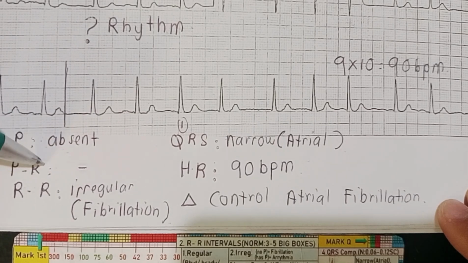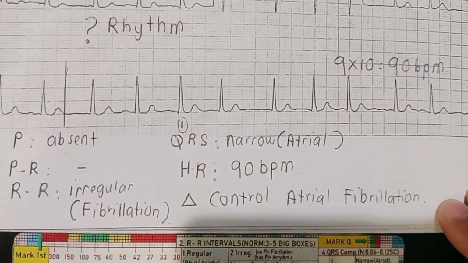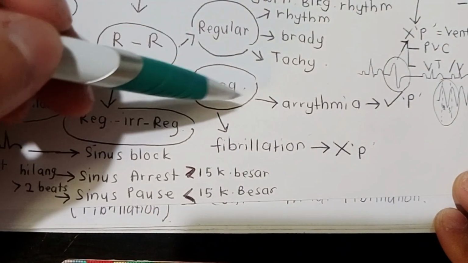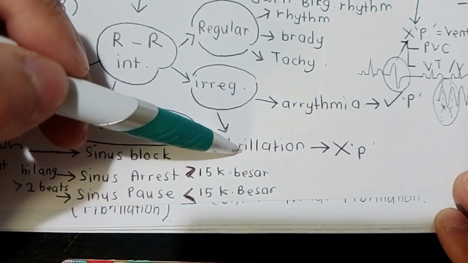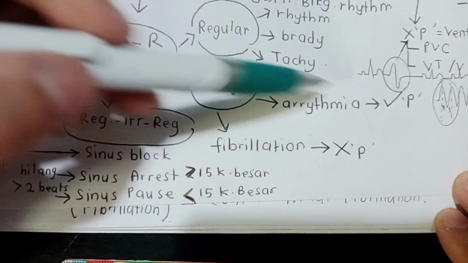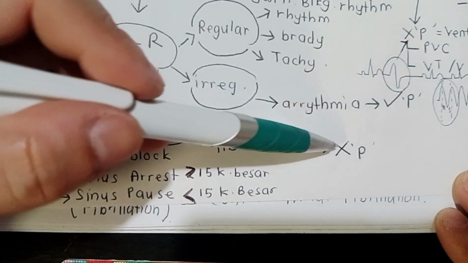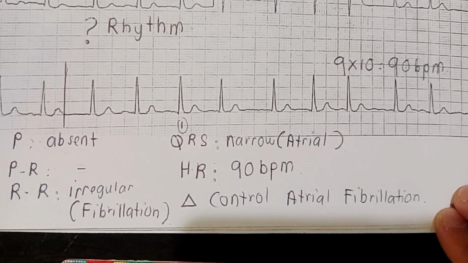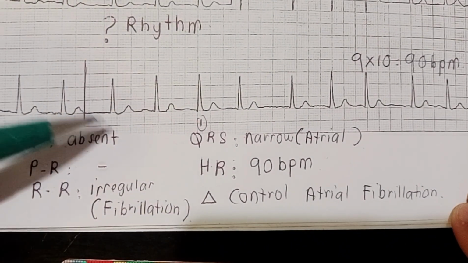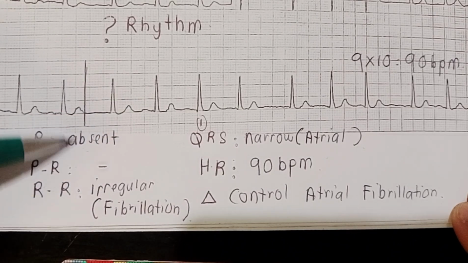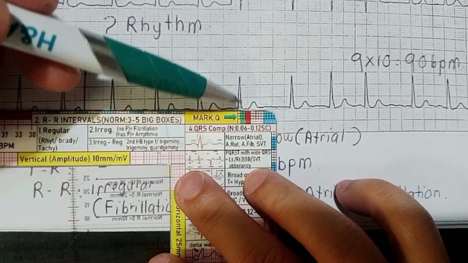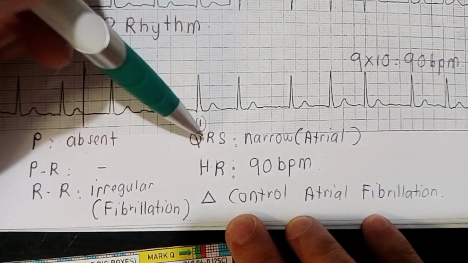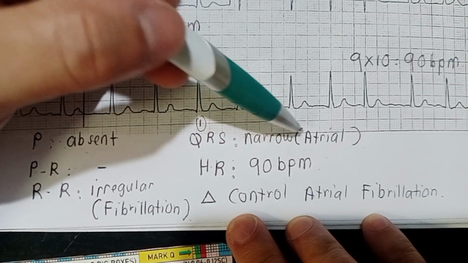So now we need to look at RR interval. RR interval is an irregular rhythm. So irregular, we have arrhythmia and fibrillation. When there is a P wave, it was arrhythmia. If there is no P wave, it was fibrillation. So this is a rhythm with no P wave. Irregular rhythm, no P wave, it was fibrillation. The green color is normal. Normal means narrow. So the QRS narrow, it was atrial.